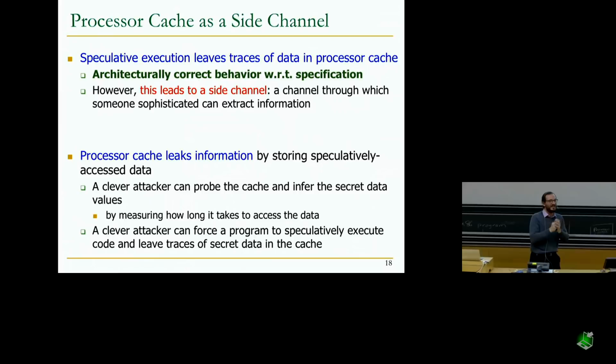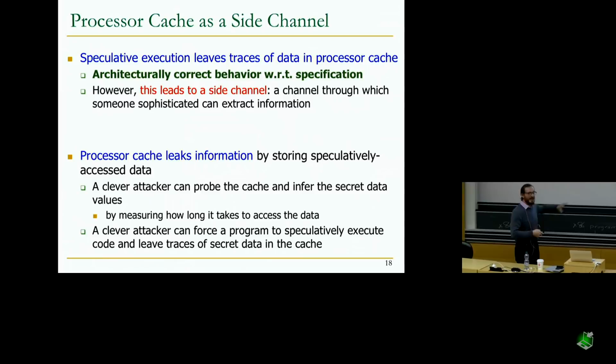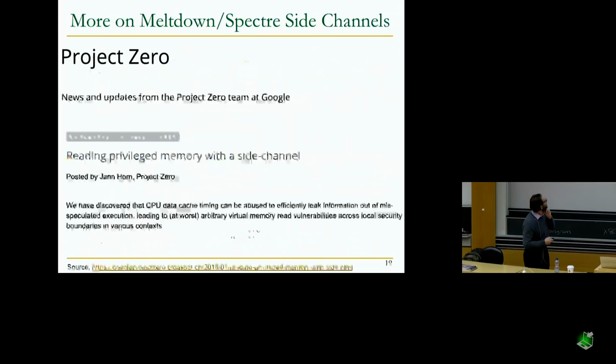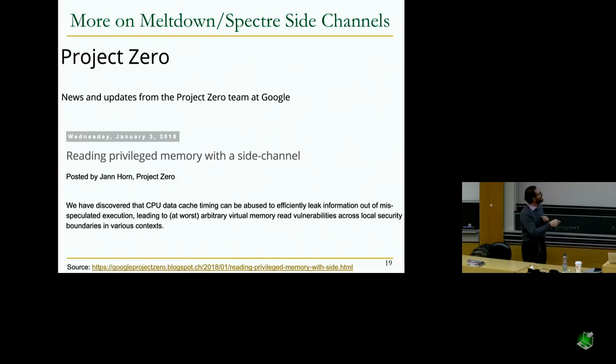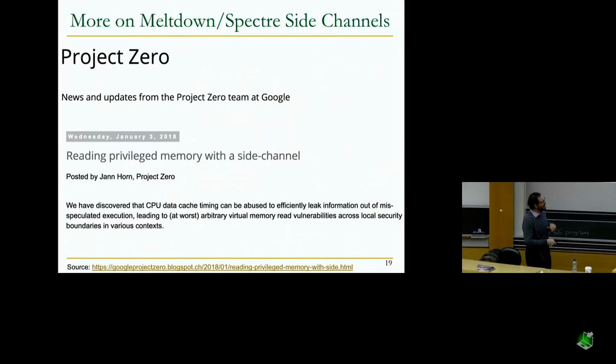So there are multiple issues that are going on here. That's why these things took a long time for people to discover. And you can read more about this. Multiple groups discovered this concurrently, but this is a nice blog post from Google Project Zero that explains essentially reading privileged memory with a side channel, right? And you can read these details. It's a long blog post.